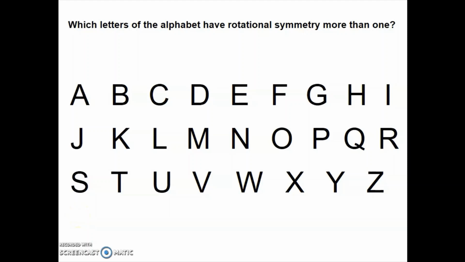Okay, here's a task I would like you to have a go at. What I would like you to do is think about all the letters of the alphabet as capital letters, as displayed on the screen now. We should be aware that all of the shapes will have at least order 1 for rotational symmetry. But what I want you to do is identify those letters which would have more than 1 for their order of rotational symmetry. So I'd like you to pause the video at this point and work through this task and identify all the letters which have order of rotational symmetry greater than 1. Could you give this a go now, please?